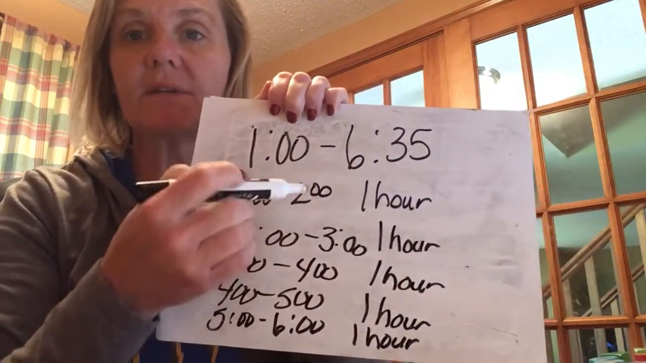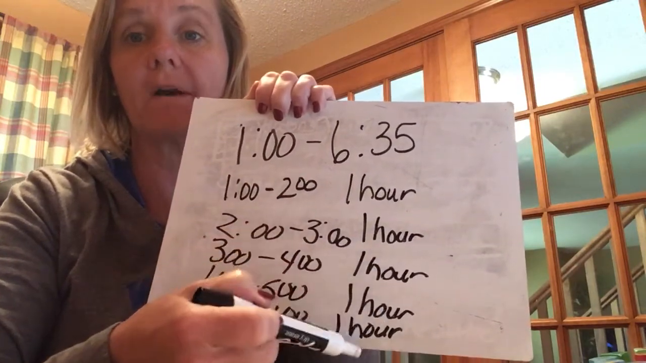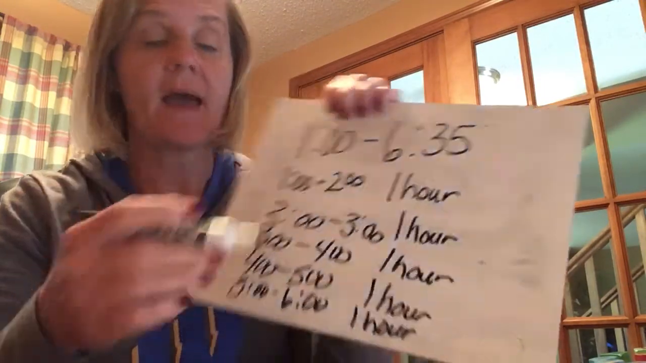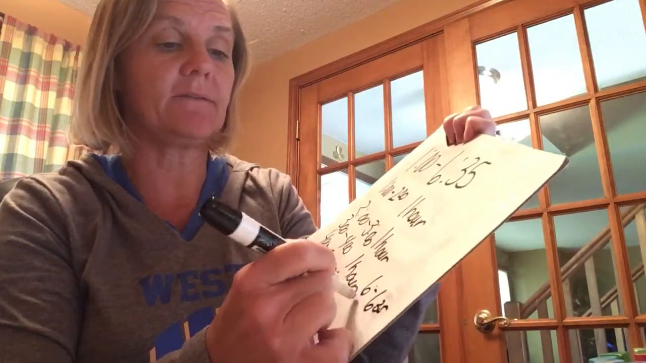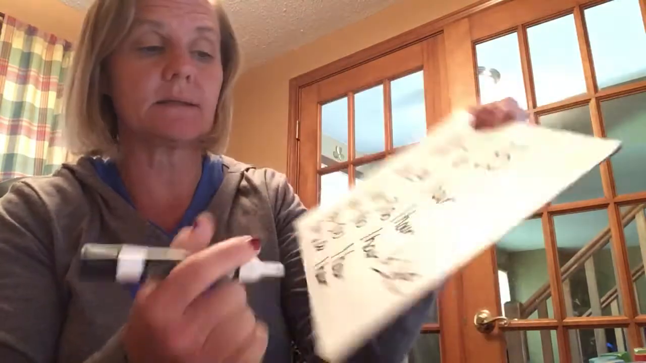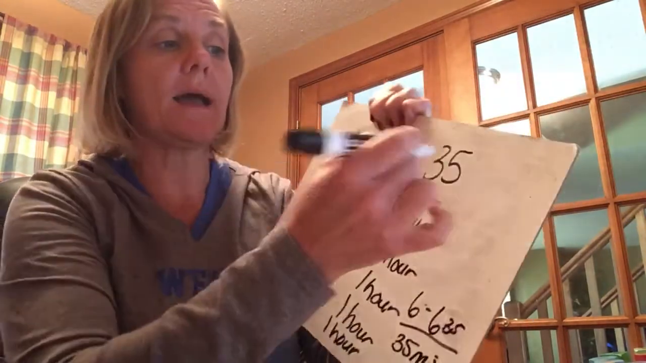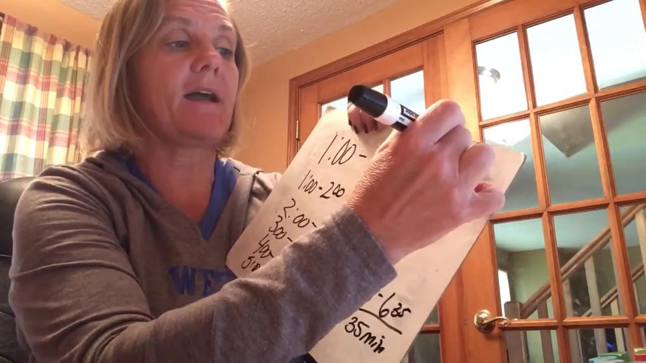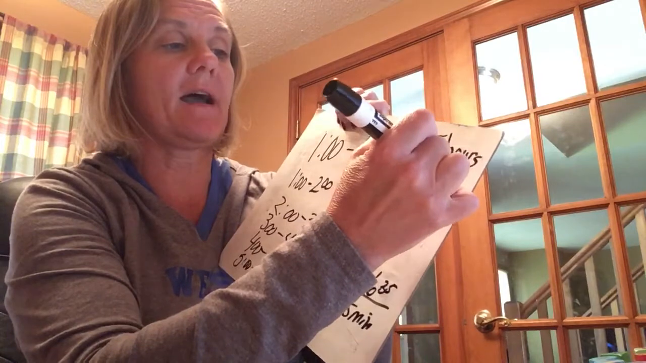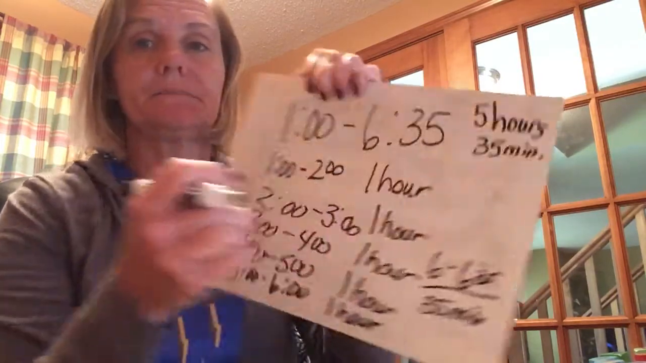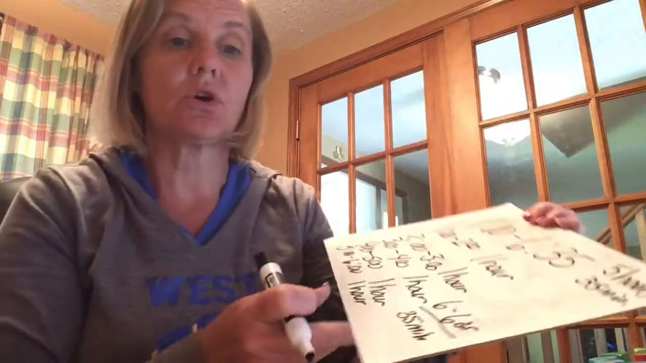So how many hours have I gone so far? 1, 2, 3, 4, 5 hours. And then you went from 6 to 6:35, now we're down to the minutes. And that's 35 minutes. So my total hike was 5 hours and 35 minutes. Okay? All right.